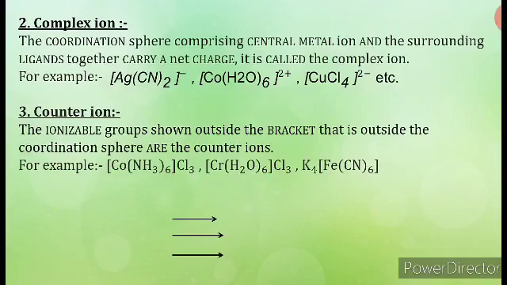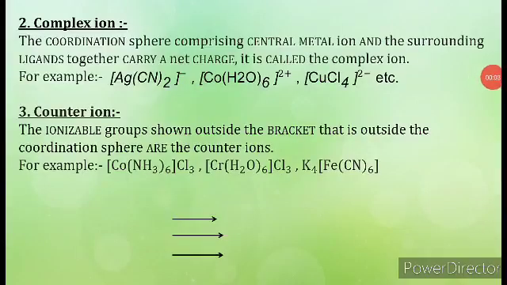If you dissolve hexaamminecobalt chloride, then it ionizes into two parts. One is the complex ion that is generated, and another is the simple chloride ion. It will dissociate into chloride ion and hexaamminecobalt(III) ion.